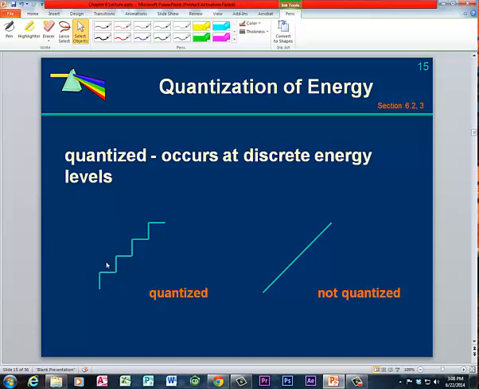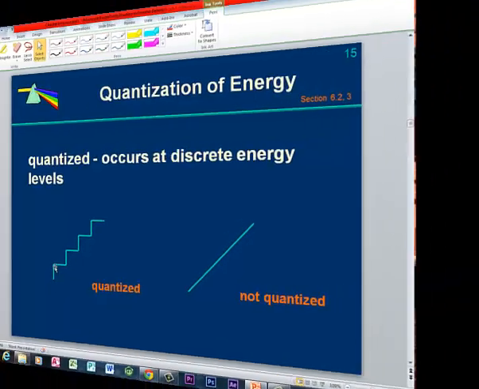So for instance, what this says is you can have, let's say, step 1, step 2, step 3, step 4, but you can't have step 1.5 or step 2.5. That is, energy comes in these levels that are discrete whole numbers. So we have energy level 1 and energy level 2, but not energy level 2.5. These are known as quanta of energy.